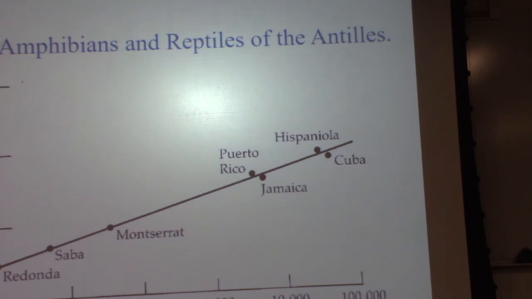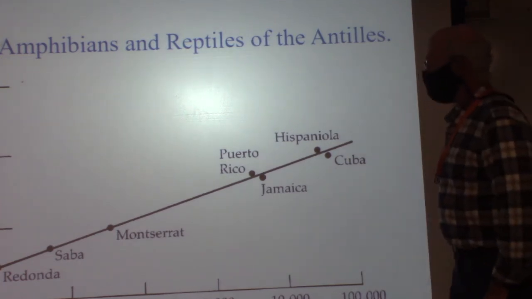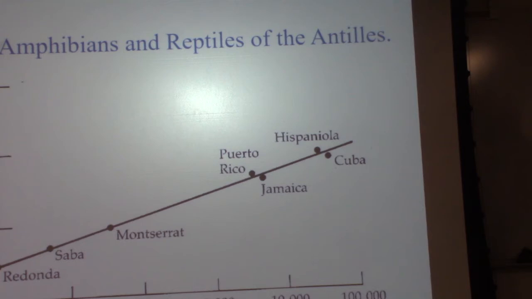Let's look at area in square miles and number of species. These are amphibian and reptile species in the Antilles. Do you know where the Antilles are? They're the Greater Antilles and the Lesser Antilles. Where are they?